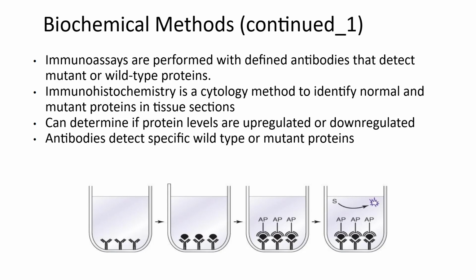So we're not detecting a mutation directly on the sequence of DNA. We're detecting if there is a mutation, then it would produce a mutated protein, and we'd be able to pick up on that mutated protein. So this would be like the phenotypic expression of that mutation, not the genotypic analysis of the DNA.